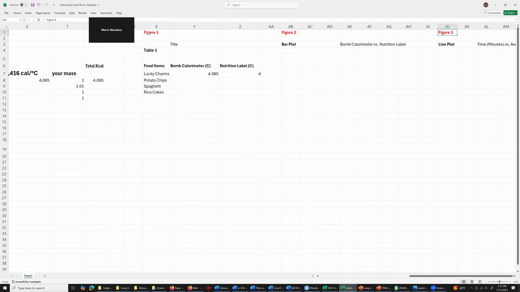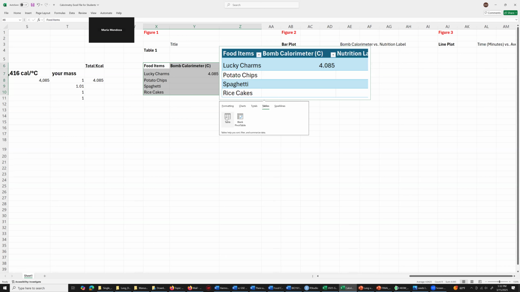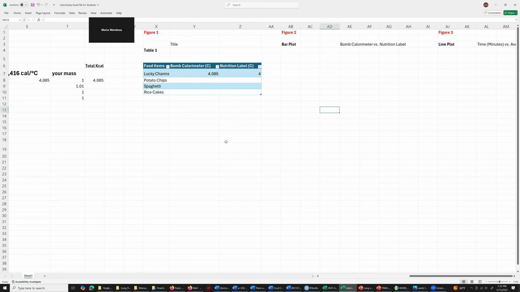So remember to do a good job with each of your figures. For figure one, make sure you put your title and then what is figure one. In this case, figure one is going to be this table. The way that you do that is once you finish filling in the numbers, you just highlight it and then you say tables and turn it into a table, and that's it.